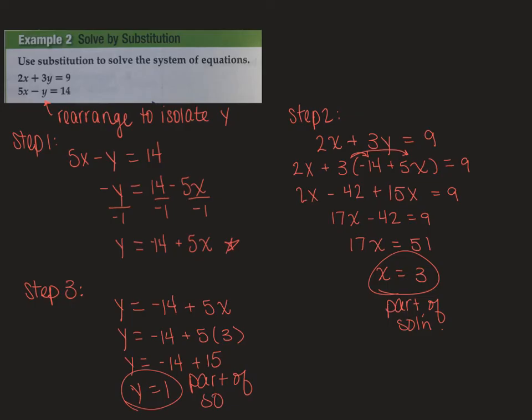So this is also just part of our solution. This is not our solution yet. When you are finalizing your answer, your solution is a point, right? We talked about that before, on the last slide. So your whole solution is going to be the xy point, 3, 1. So if you were to graph these lines, that's the point where those two lines would intersect.